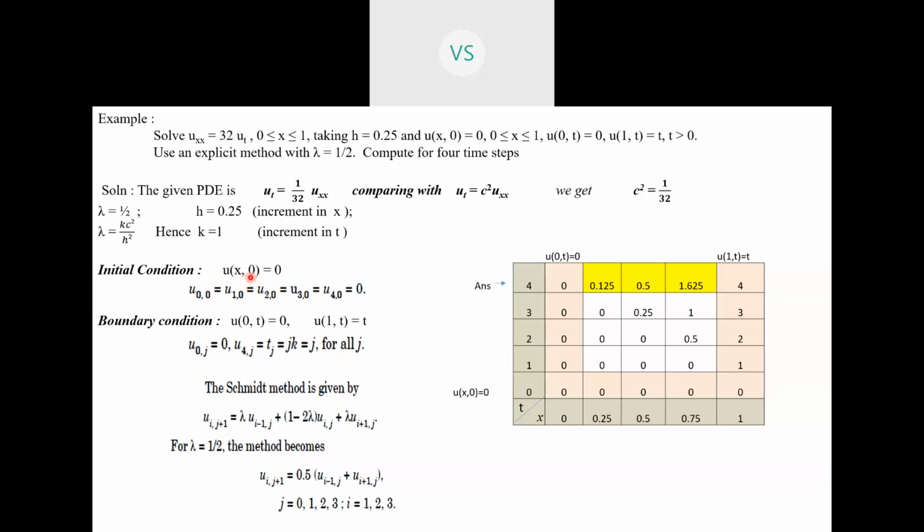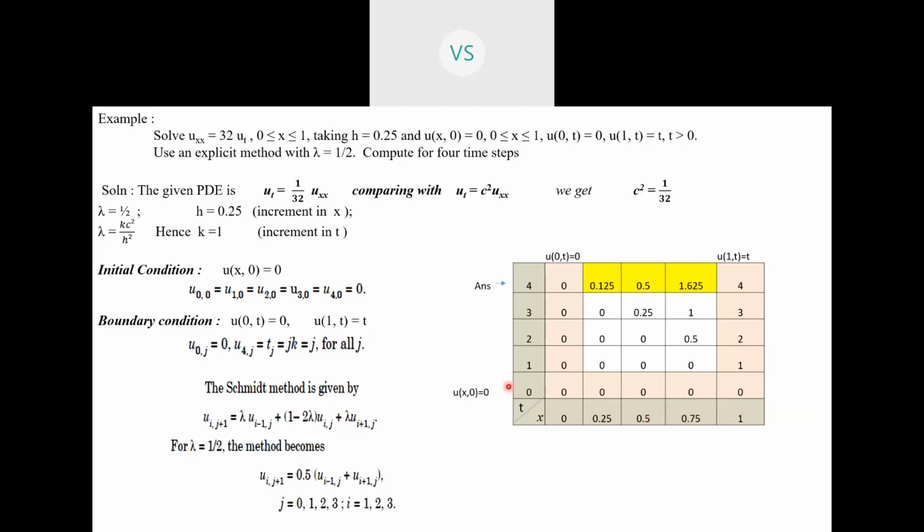So now what we are doing is that we have to prepare a table in this manner. You can see over here a table is prepared. You write the x values horizontally and the t values vertically. The x initial value is 0, the x final value is 1, and the increment is given as h, 0.25. So the values are 0, 0.25, 0.5, 0.75 and the final value is 1.